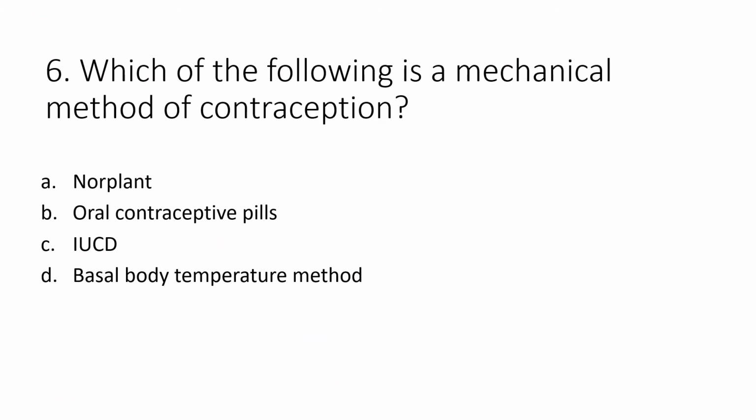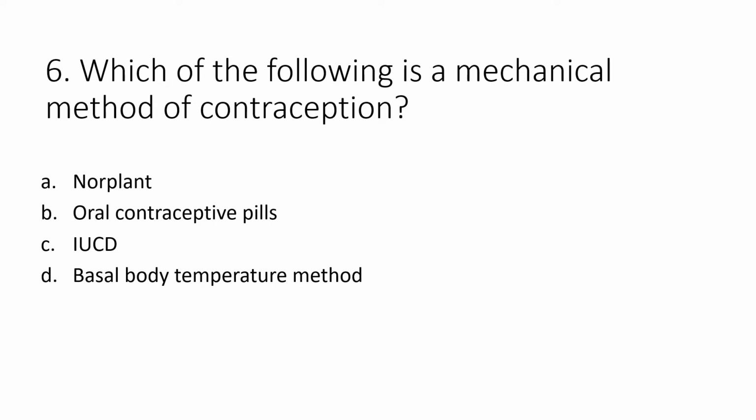Now question number 6. Which of the following is the mechanical method of contraception? Option A, Norplant. Option B, oral contraceptive pills. Option C, IUCD. Option D, basal body temperature method.